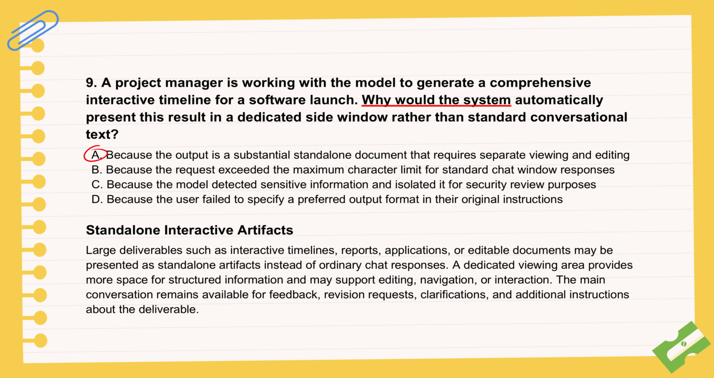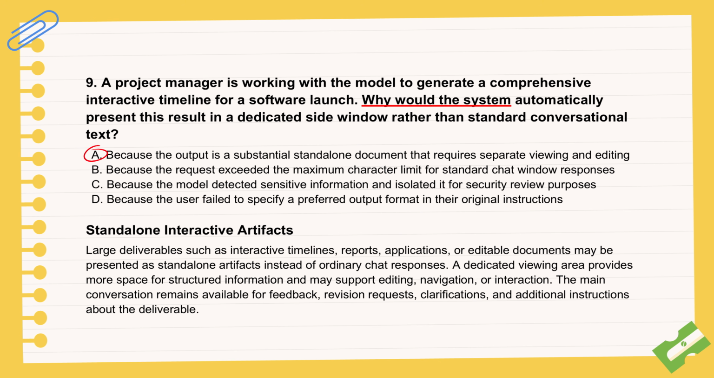A comprehensive interactive timeline is a substantial standalone deliverable rather than a simple chat response. A dedicated side window makes the content easier to view, edit, and interact with. This represents a massive leap in user interface design. We were talking about standalone interactive artifacts, but how does this actually work? Is it just opening a split screen so I can read it better? It's far more sophisticated than just a split screen. We're basically witnessing the shift from AI as a conversational chatbot to an active rendering engine.